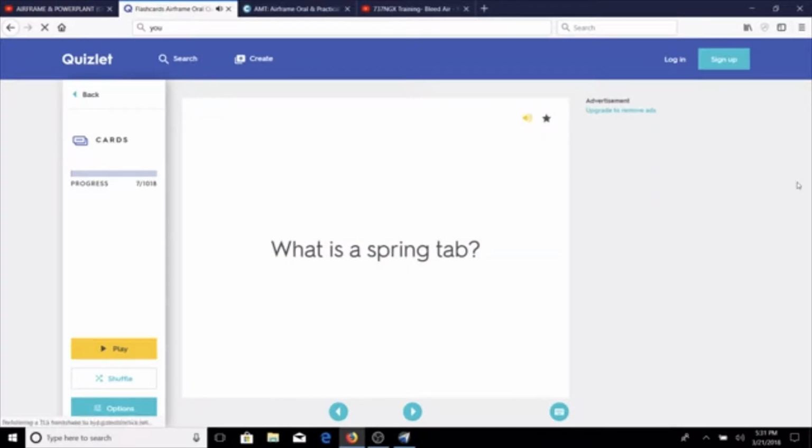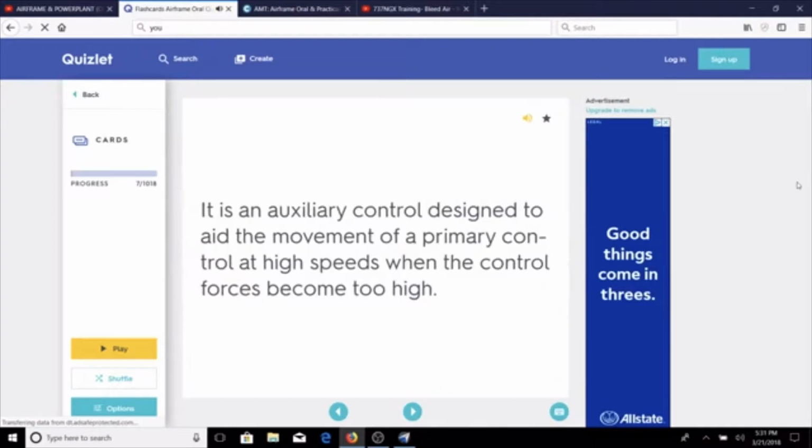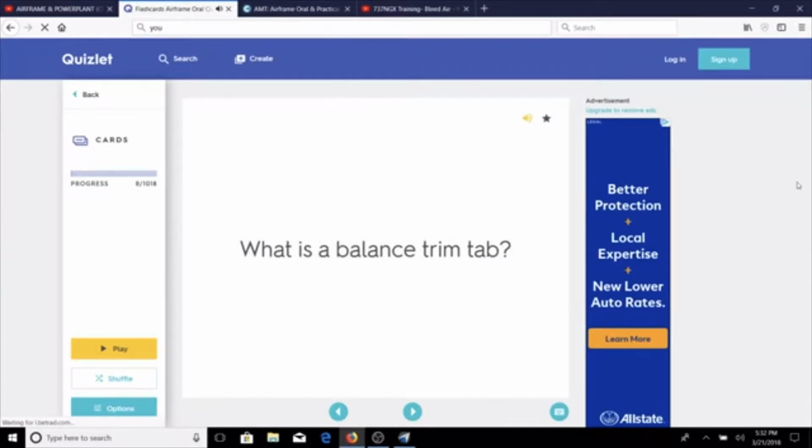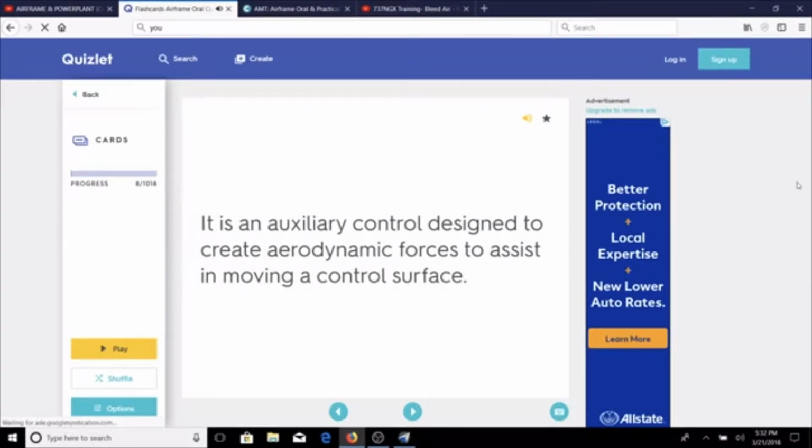What is a spring tab? It is an auxiliary control designed to aid the movement of a primary control at high speeds when the control forces become too high. What is a balance trim tab? It is an auxiliary control designed to create aerodynamic forces to assist in moving a control surface.